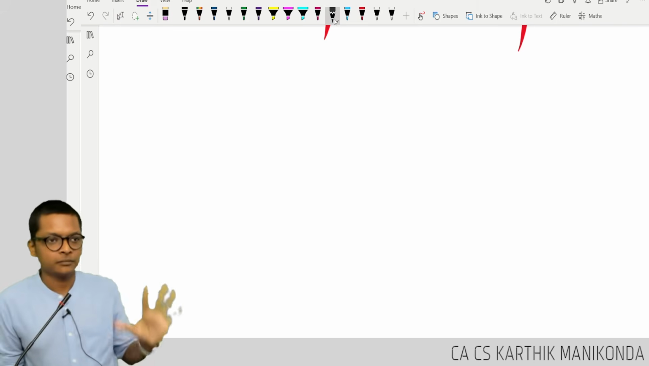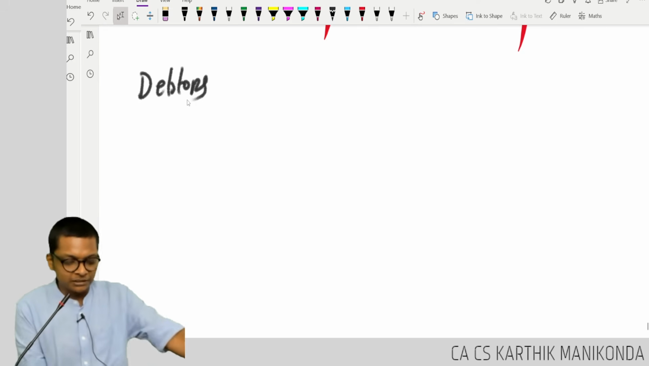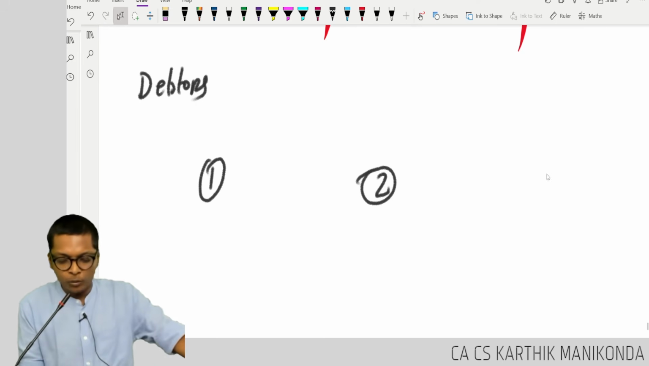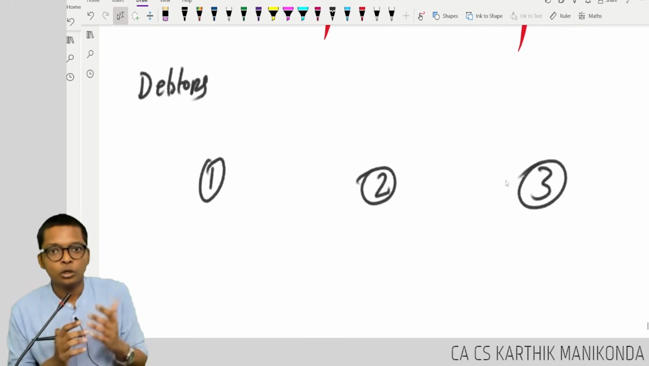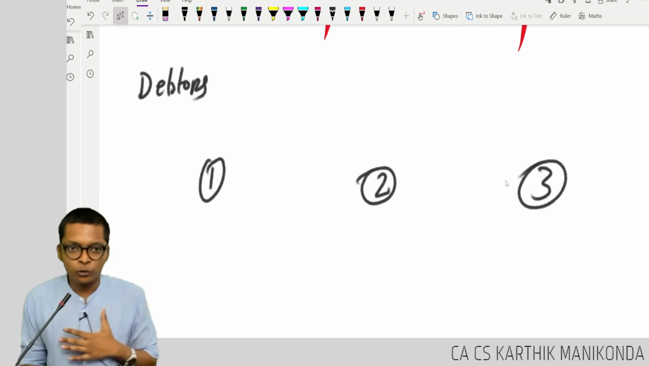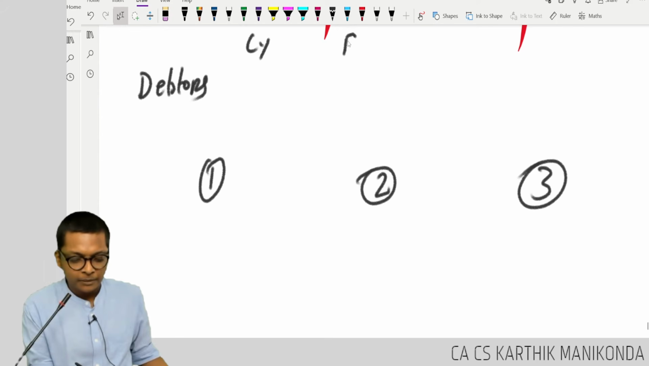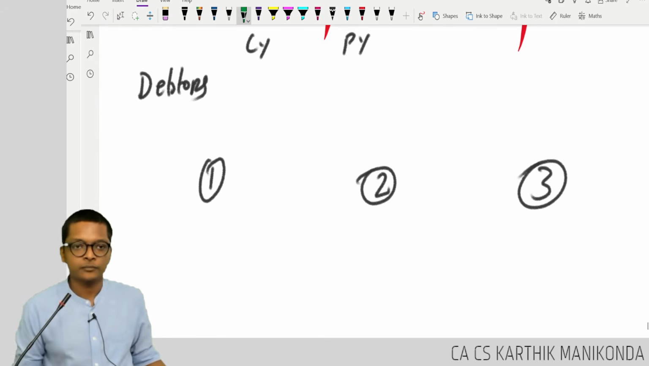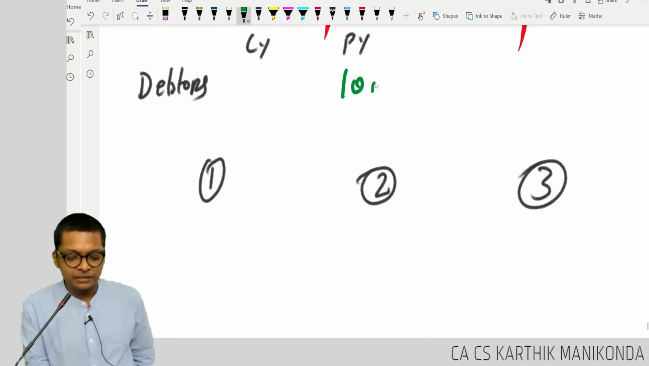Let's pick one. Any item. Let's pick debtors. Okay. 3 methods. Method 1, method 2, method 3. Detailed logic, minimal logic, no logic. 3 methods. Whichever way the examiner approaches it, there is no problem. I am going to show you all the 3. Debtors, current year, previous year. Okay? Current year and previous year. Previous year is 100. Current year is 130.